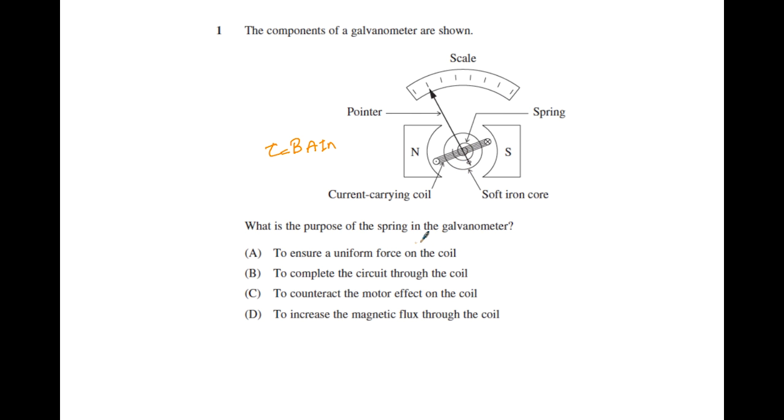So the purpose of the spring in the galvanometer is simply to counteract the motor effect. So the correct answer is C. Clearly A is incorrect. The magnets are responsible for ensuring the uniform force. To complete the circuit through the coil, no, that's incorrect as well. And D, to increase the magnetic flux of the coil, well, that relates specifically to induction, and that's not related here at all. So the answer is C.